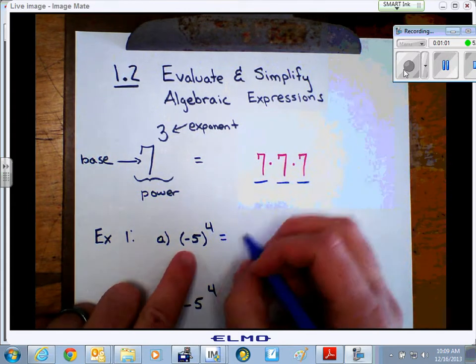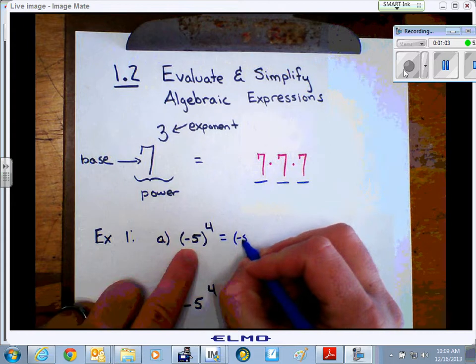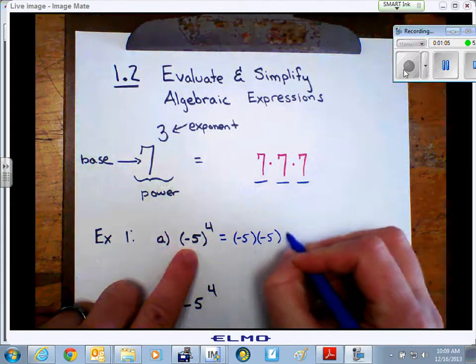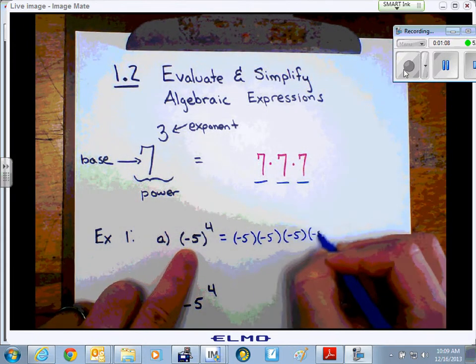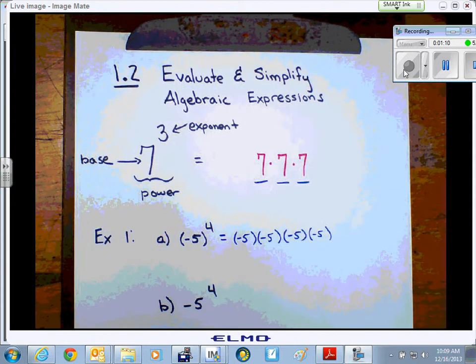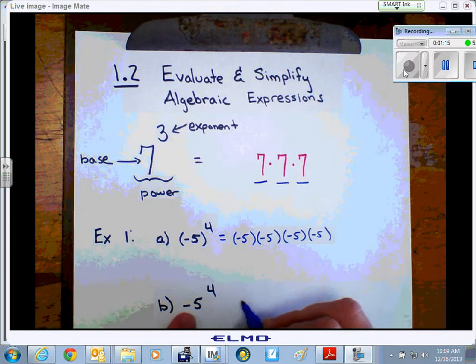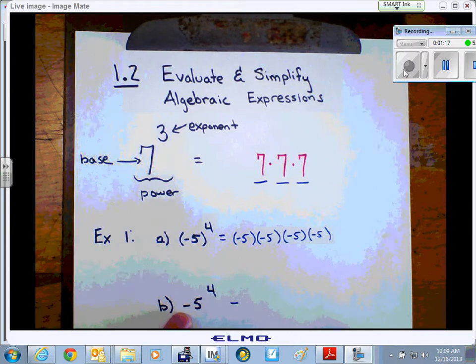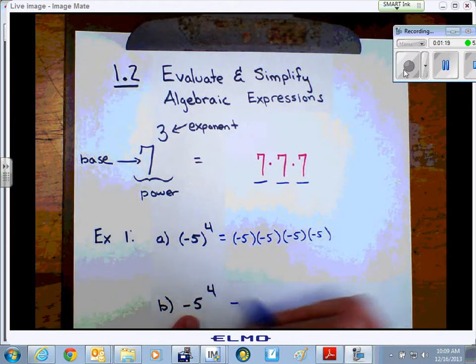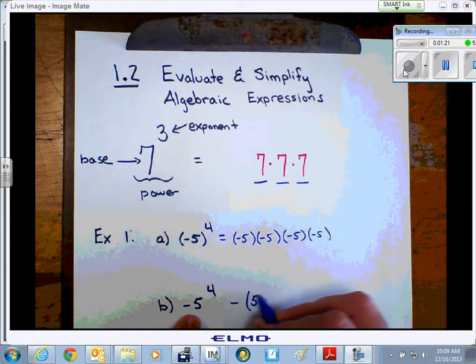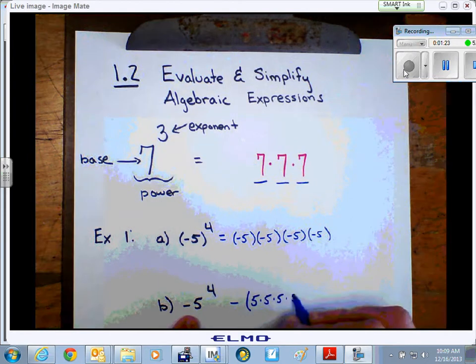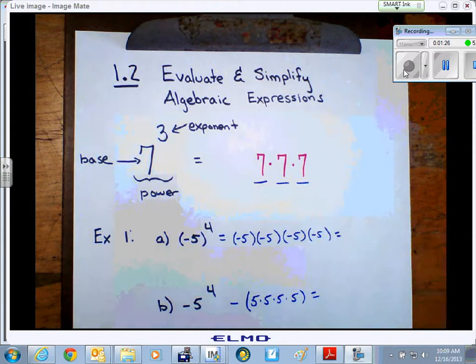This one, if you were to write it out the long way, is -5 times -5 times -5 times -5. And when you multiply 4 negatives together, you get a positive. Okay? But with part B, the negative just comes down, and only the 5 is being raised to the fourth power. So it's 5 times 5 times 5 times 5. So you get two completely different answers.